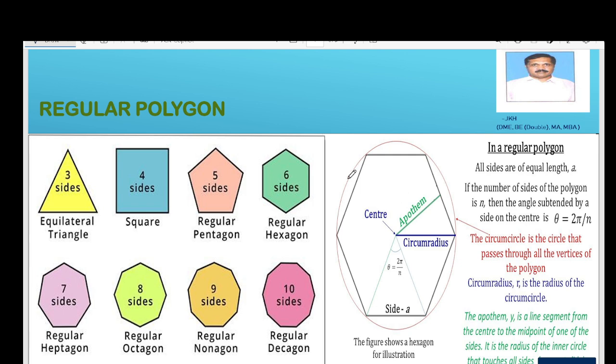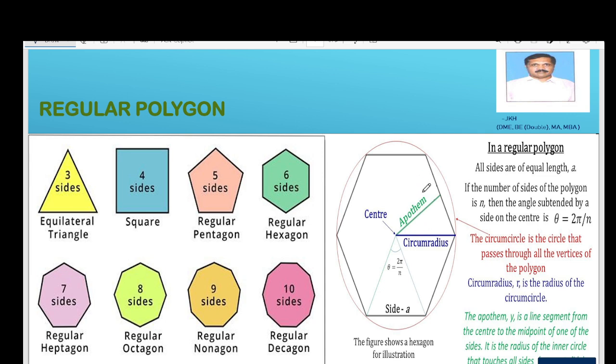When we draw a circle around a polygon, it will be known as the circumcircle. If we draw a circle from inside, it will be the inner circle. The circumcircle will have a radius also. This is the radius. If we draw a line from the center of the circumcircle to the midpoint of a side, it is known as the apothem.